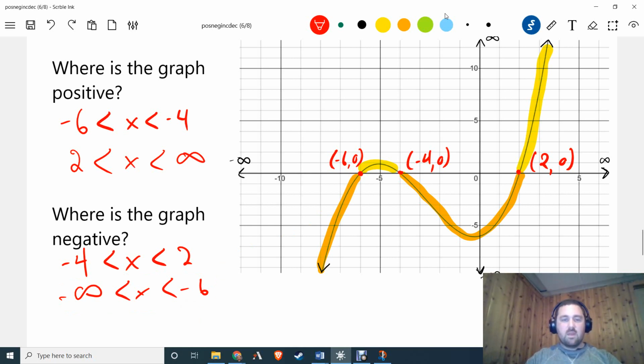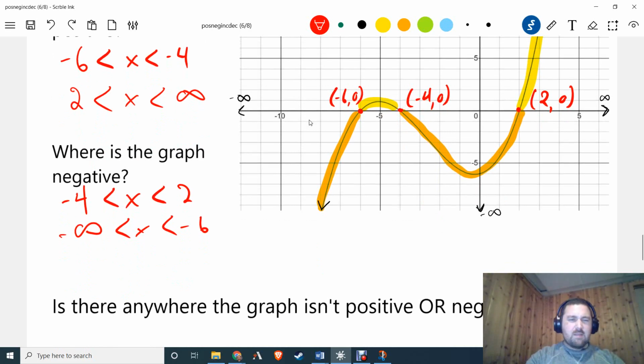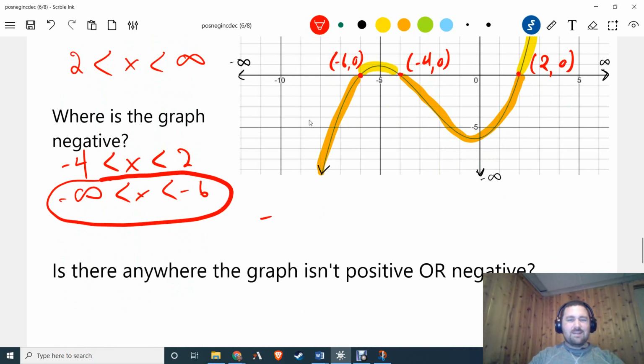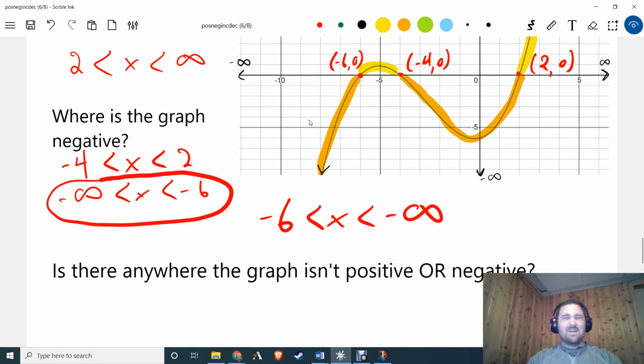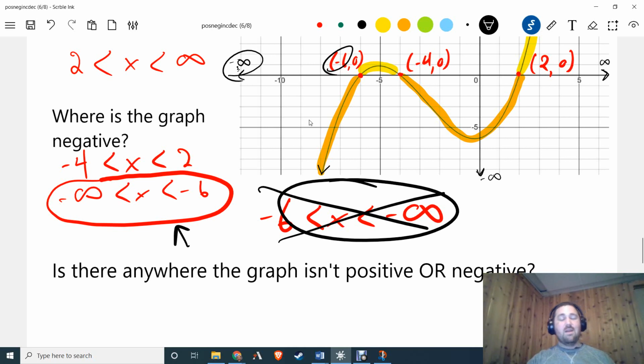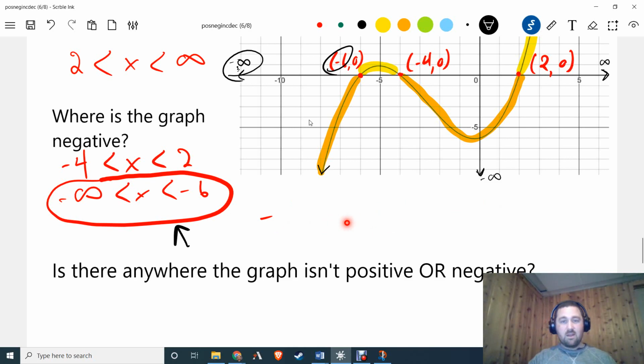One thing to note, a lot of students get mixed up in this part, where they write negative infinity is less than x is less than negative 6, and they want to write it like this, because they want to put the infinity part on the right side. But this is not correct because we go from left to right when we're looking at this. So we go from negative infinity to negative 6. That's why this one does not work, and this one is the one that does work. Okay, let me just totally erase this.